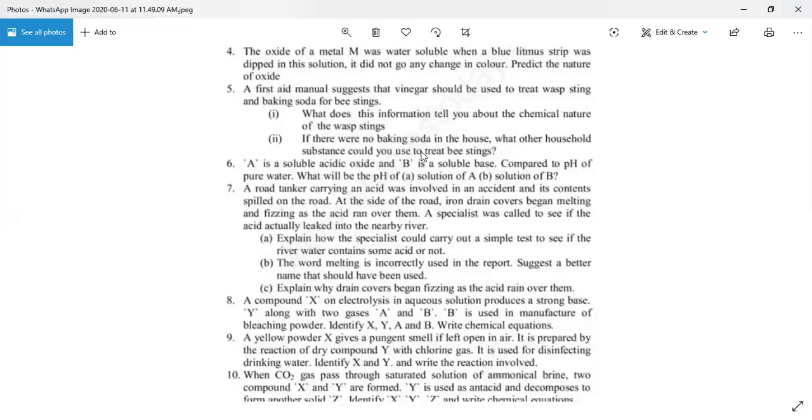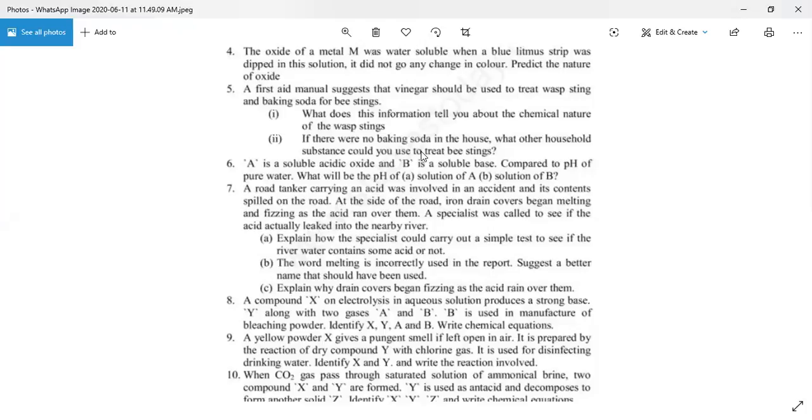The specialist should use blue litmus paper. Okay, blue litmus paper. If it turns red, then the water is acidic. And to check whether more acid is present or how concentrated it is, what has to be done then? Yes, pH indicator we have to use. So you use pH indicator, which will tell the strength of the acid also.